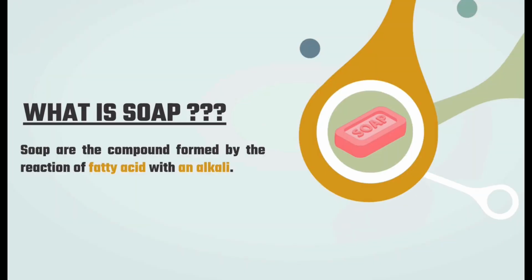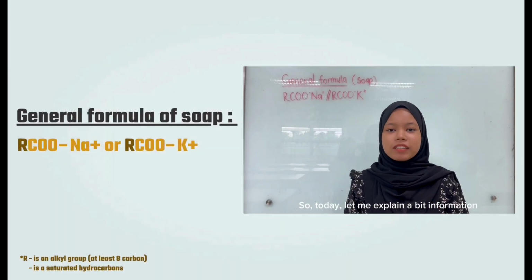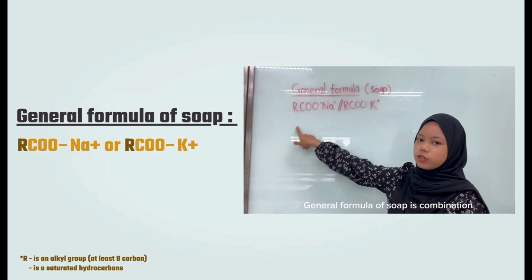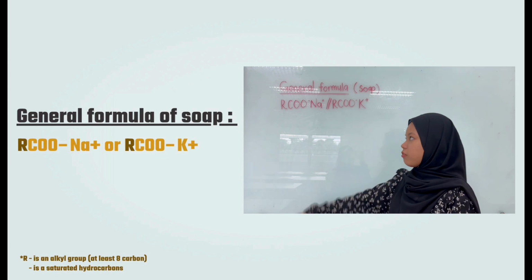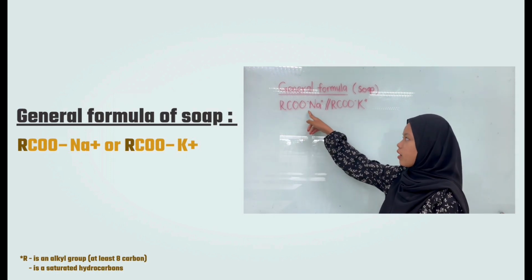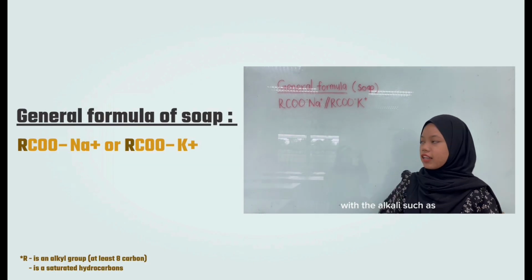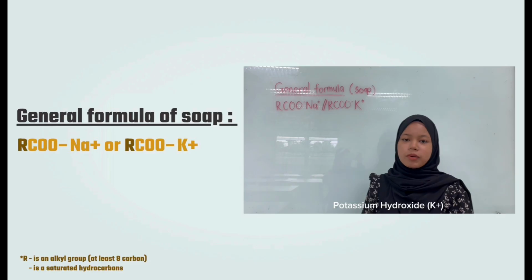So, what is soap? In a strictly chemical sense, soaps are the compounds formed by the reaction of fatty acid with an alkali. So today, let me explain a bit of information about the general formula of soap. The general formula of soap is a combination between fatty acid and alkali. Fatty acid comes from carboxylic acid, with alkali such as sodium hydroxide or potassium hydroxide.